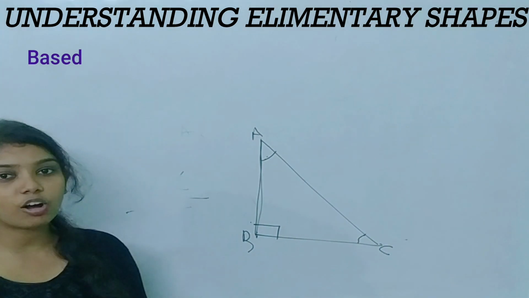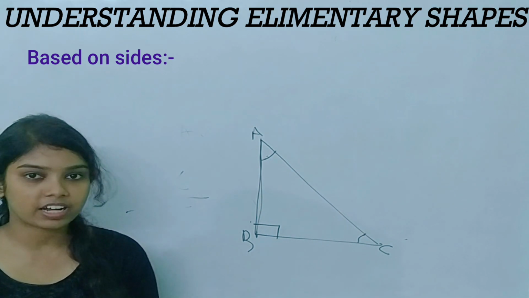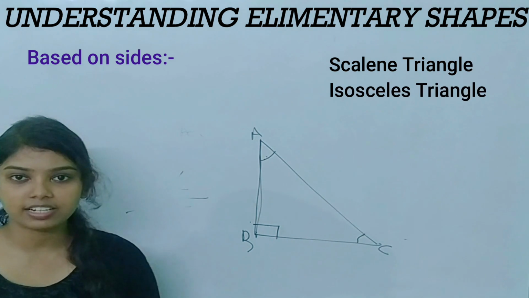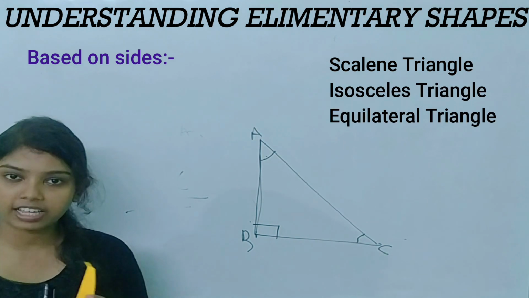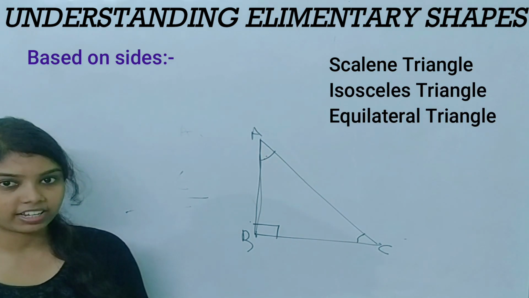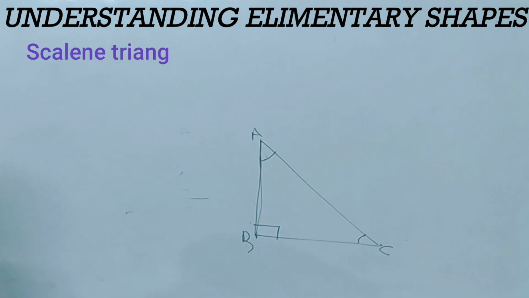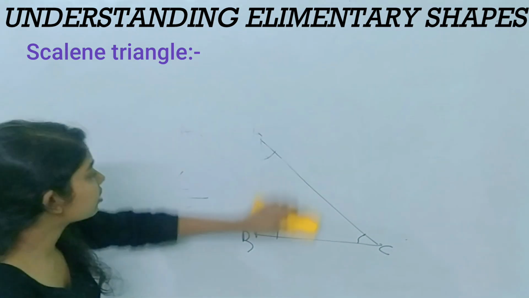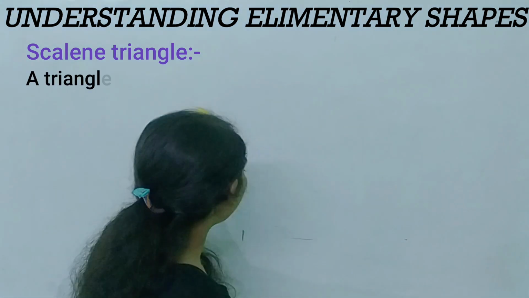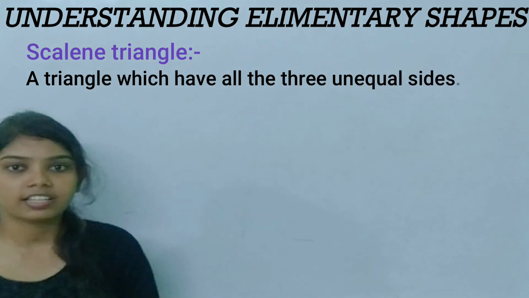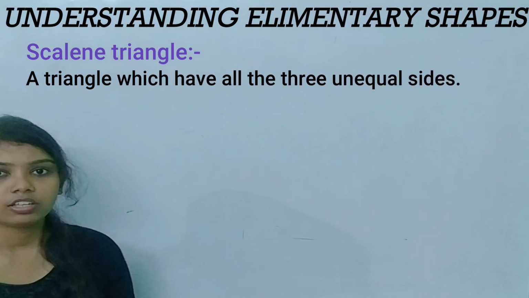Okay. Now we will discuss types of triangles based on sides. There are mainly three types of triangles based on sides, that is scalene triangle, isosceles triangle and equilateral triangle. So first we will go for the scalene triangle. So what is a scalene triangle? A triangle which has all three unequal sides is called a scalene triangle.